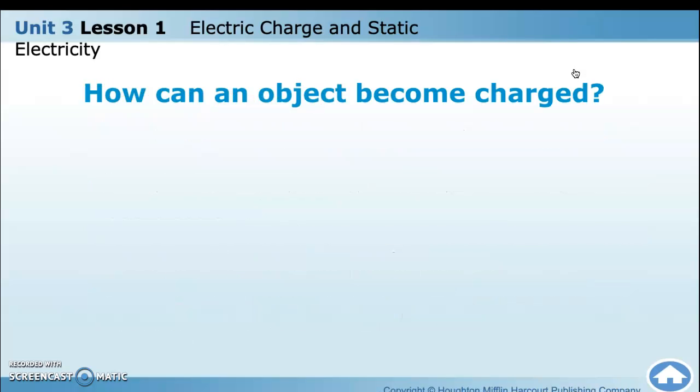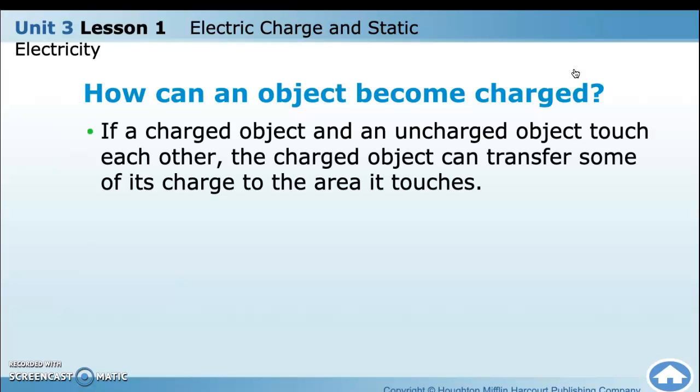How can an object become charged? Continuing, if a charged object and an uncharged object touch each other, then the charged object can transfer some of its charge to the area it touches. So let's just review really quickly. Friction, you take two neutral objects, you rub them together, and they become charged. Contact or conduction, one of the objects is already charged, and you touch a neutral object, and some of the charge gets transferred over to the neutral object.